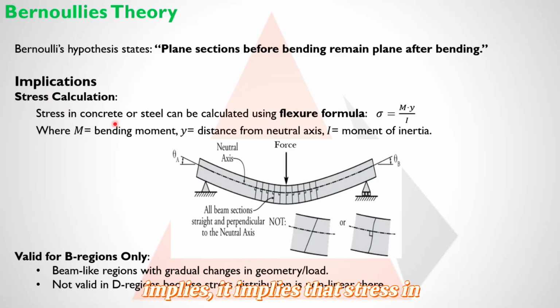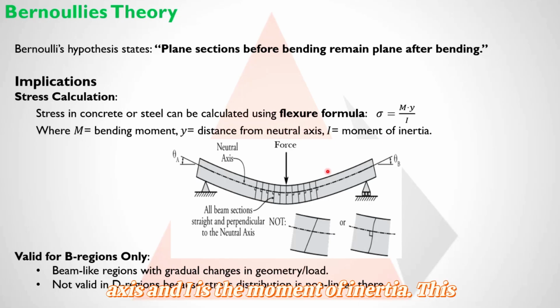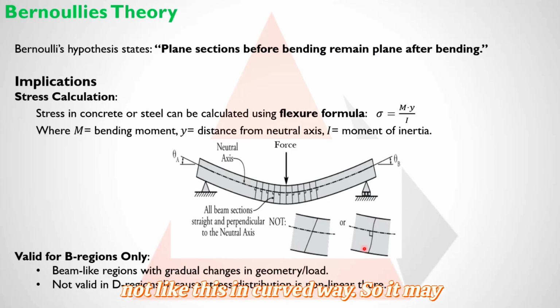What it implies is that stress in concrete or steel can be calculated using the flexure formula, which is sigma equals My upon I, where M is the bending moment, y is the distance from the neutral axis, and I is the moment of inertia. This is a sketch which shows that we assume the beam sections are straight, they remain plane even after bending, and not slanted or curved. It may happen in actual real life, but in our assumption, we assume that they will remain plane.